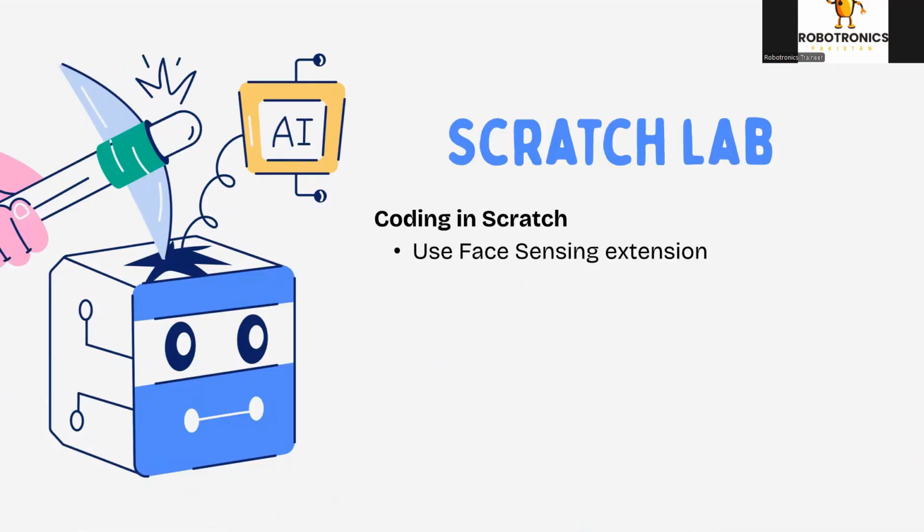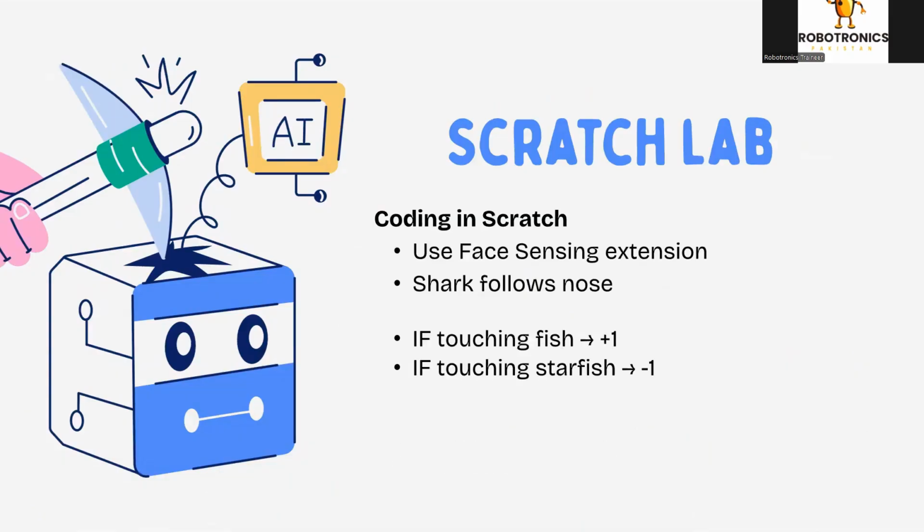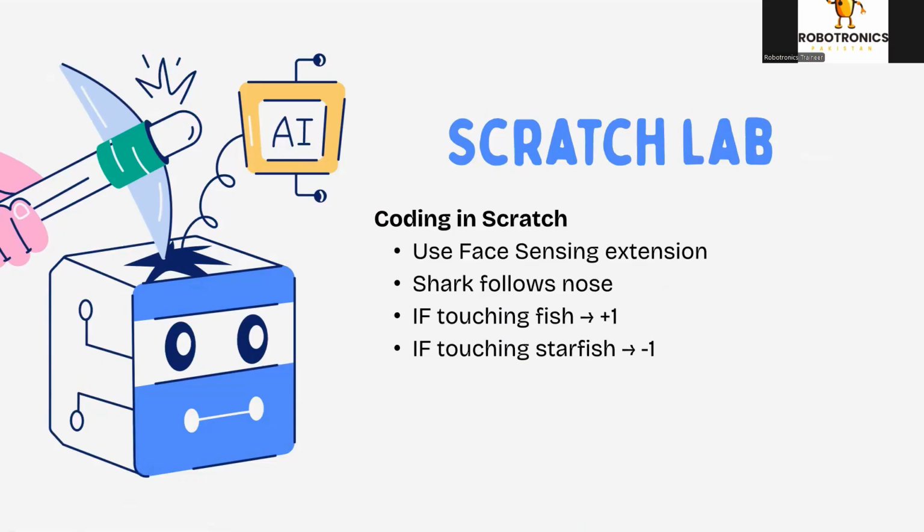Now let's talk about the coding in Scratch Lab. Use the face sensing extension. We already used face sensing extensions in our previous projects, and we are going to use it again in this project. After that, the shark follows my nose, and if it touches a fish, it is going to increment my score by +1. But if it touches a starfish, it is going to decrease my score by -1. So this is how our game is going to work.